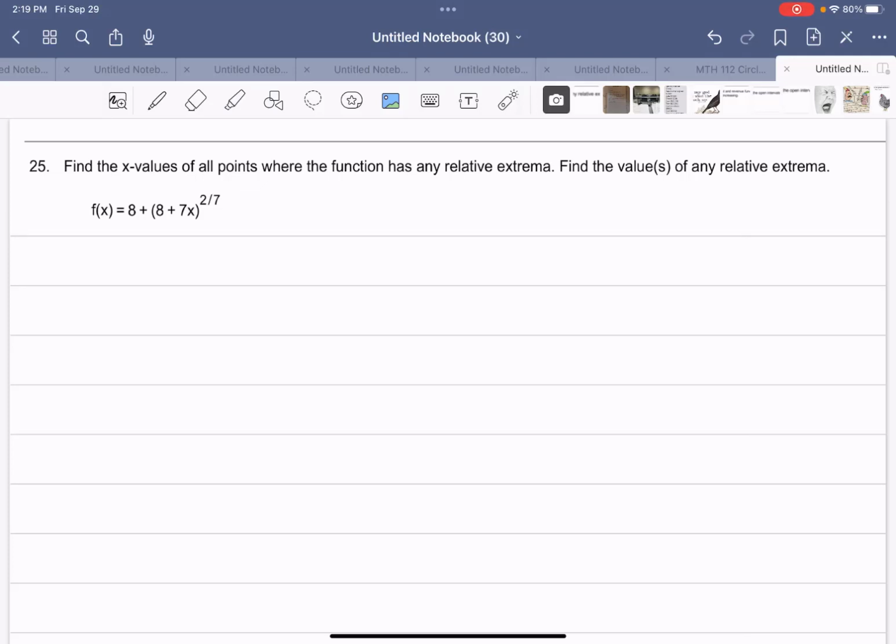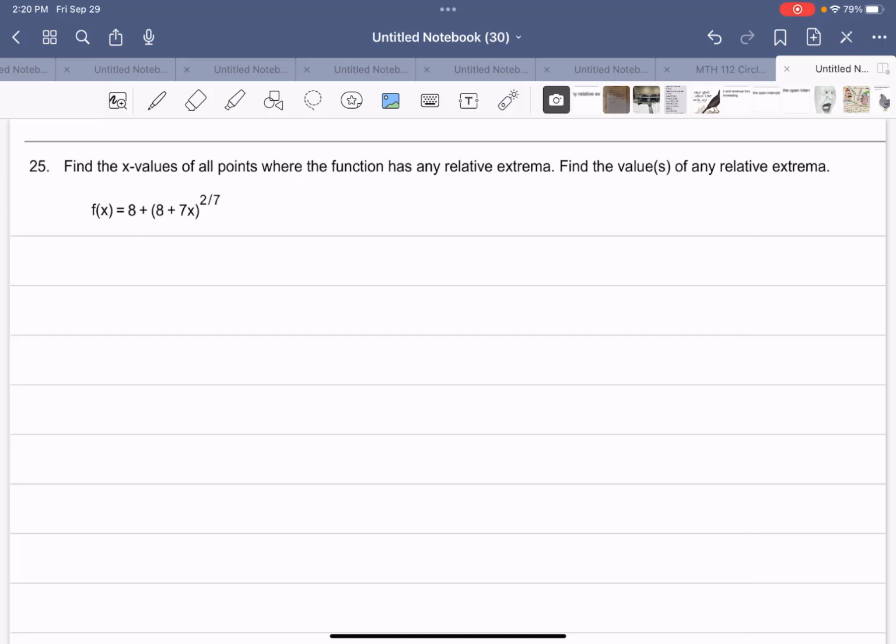Example number 25. Find the x values of all points where the function has any relative extrema. Find the values of any relative extrema. Our function, f of x, is 8 plus, in parentheses, 8 plus 7x, close parentheses, to the 2/7 power.